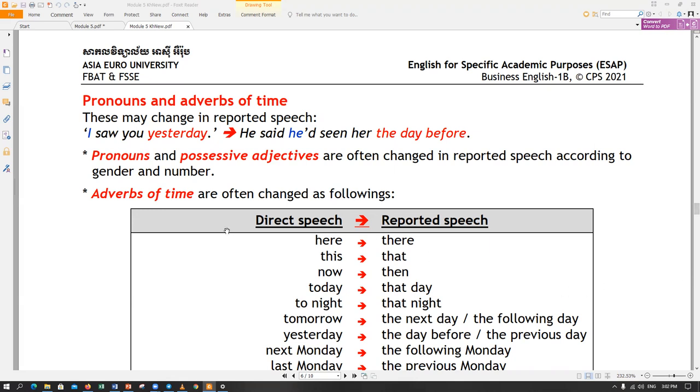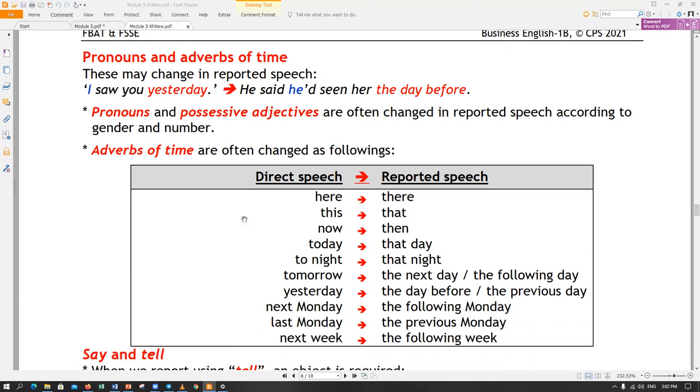Adverbs of time. In direct speech, here changes to there in reported speech; this changes to that; now changes to then; today changes to that day; tonight changes to that night; tomorrow changes to the next day or the following day; yesterday changes to the day before or the previous day; next Monday changes to the following Monday; last Monday changes to the previous Monday; next week changes to the following week.